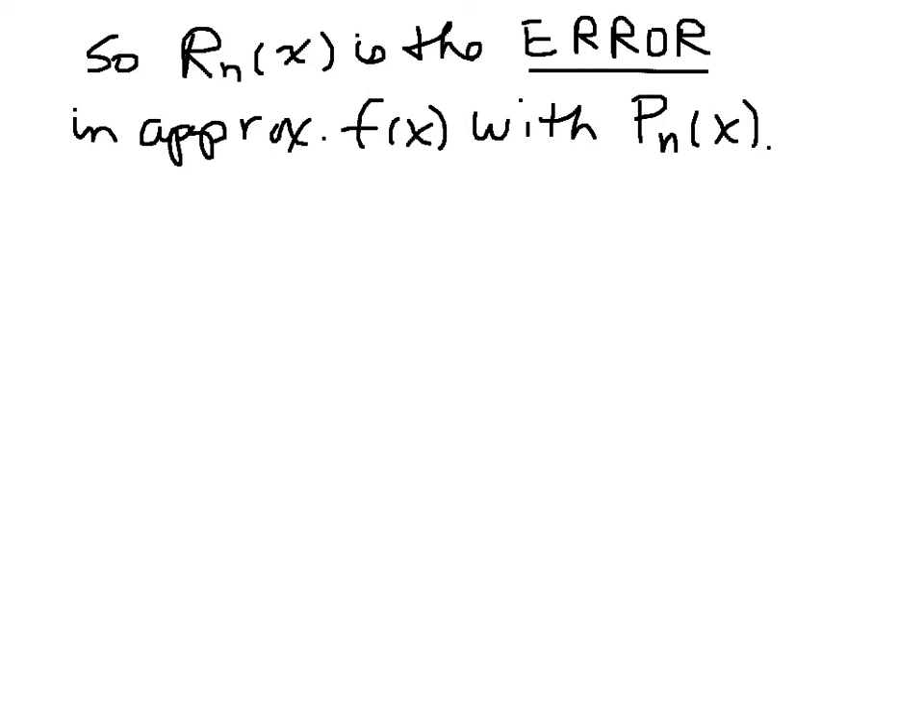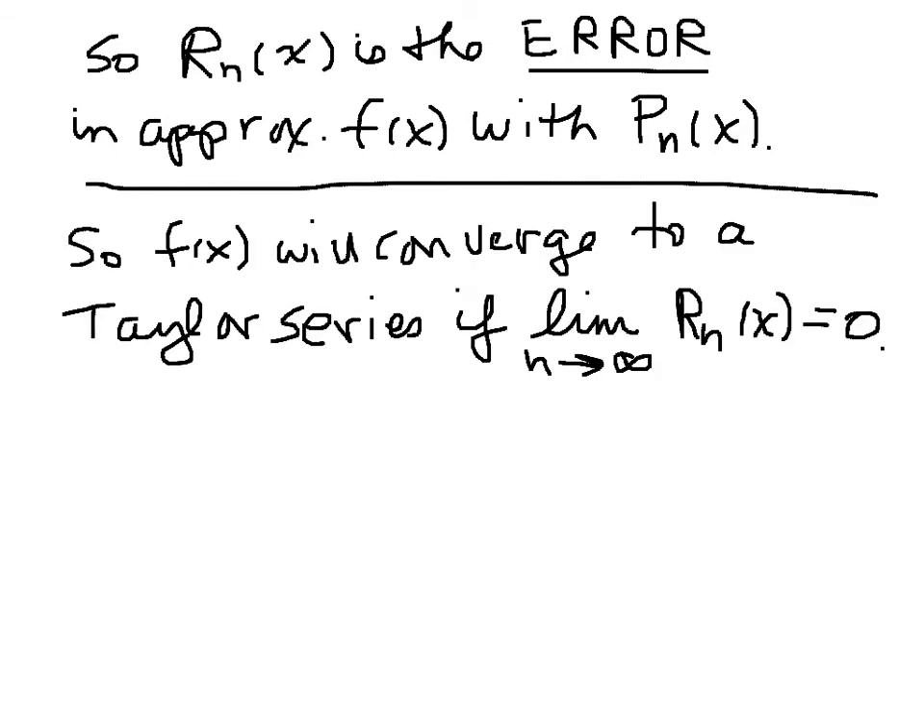So just to repeat this very important idea, r sub n of x, that remainder term, is the error that we get if we approximate f of x with p sub n of x, which is the nth degree Taylor polynomial. And so it should be pretty clear that f of x will indeed converge to this Taylor series if and only if the limit of this expression, the error expression, goes to 0 as n gets very, very large.